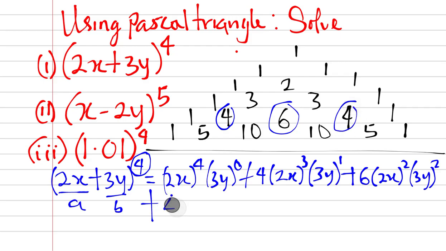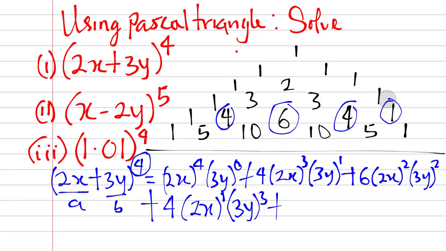So 4 into bracket, your a will decrease, that will be 2x raised to the power of 1. Are you seeing that? Then your b will increase, that will be 3y raised to the power of 3. Are you seeing that now? Plus what's the last coefficient here? 1. I don't need to write 1.